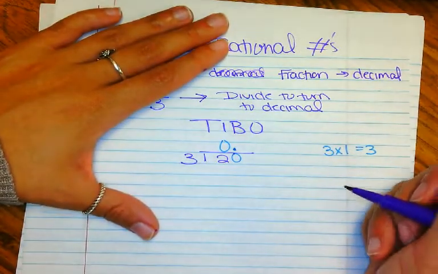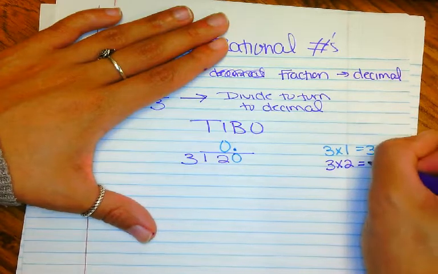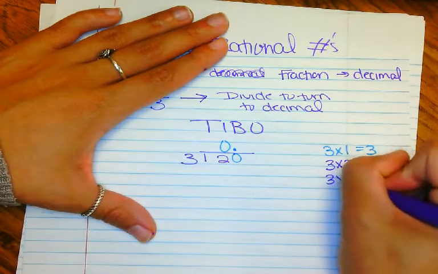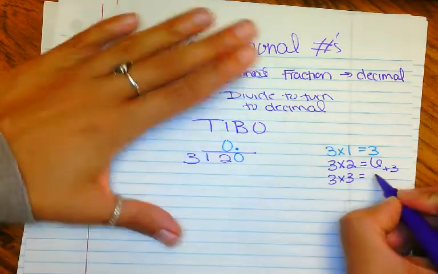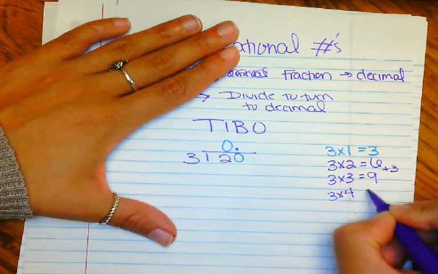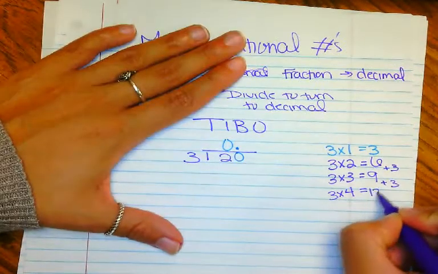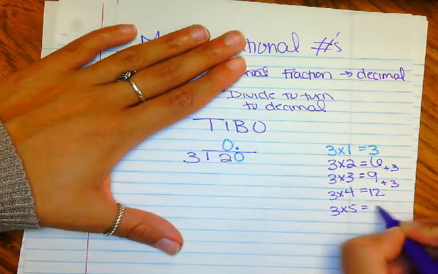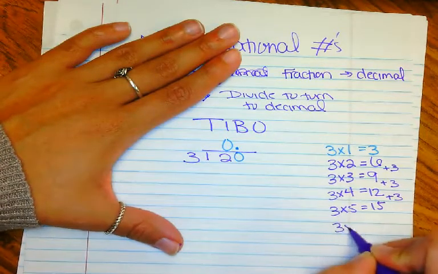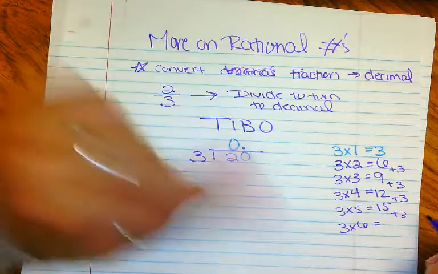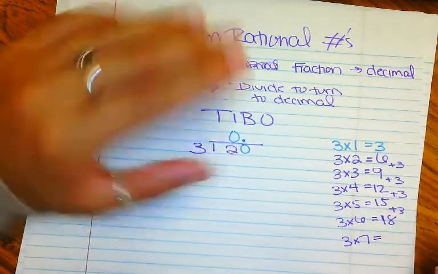I don't know how many times 3 goes into 20, but I do know I can repeat addition. So we have 3 times 2, which is 6. 3 times 3, I have no idea what that is, so just add 3: 6, 7, 8, 9. 3 times 4, just add 3: 9, 10, 11, 12. 3 times 5: 12, 13, 14, 15. 3 times 6: 15, 16, 17, 18. And then 3 times 7: 18, 19, 20, 21.